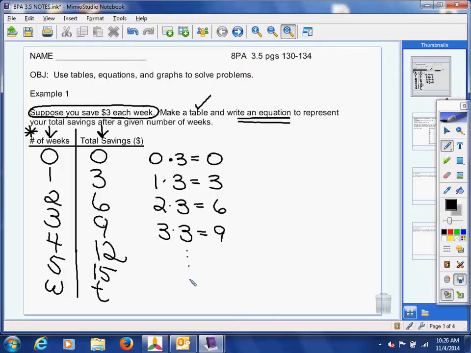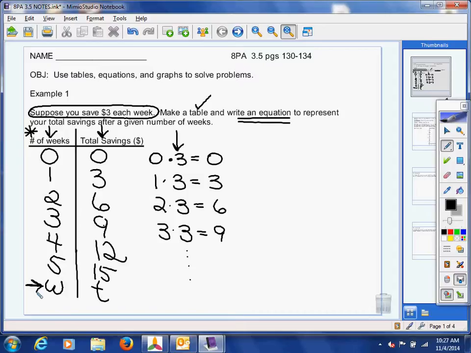3. Yep, multiplying by 3. So if I know how many weeks I have, I just multiply it by 3, and that's how much money I save. Now we want to write an equation for it. That's why when I wrote this down here, sometimes we don't know how many weeks. We want to anticipate how many weeks. We want to have a basic equation there so we can figure it out.